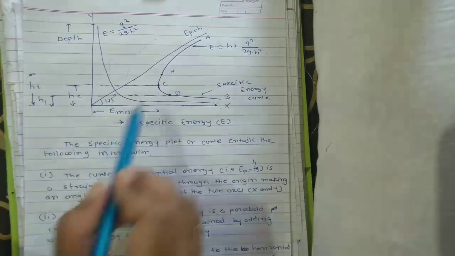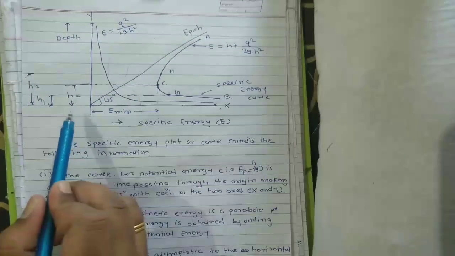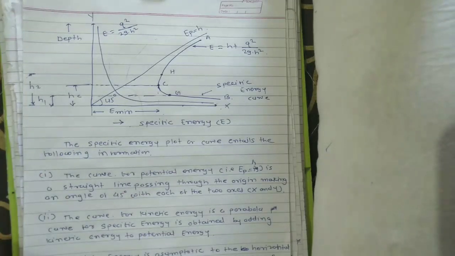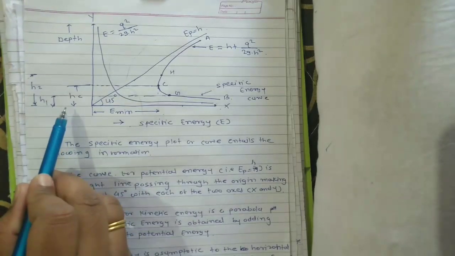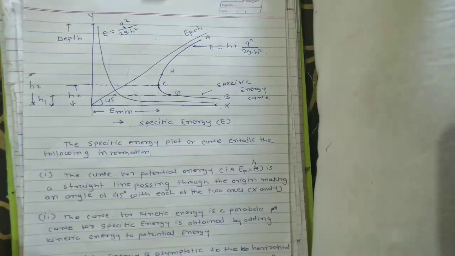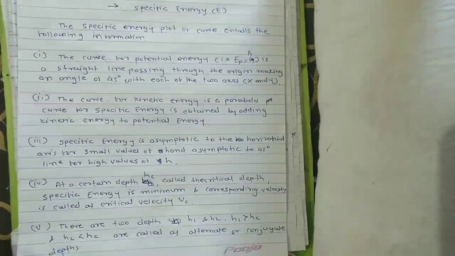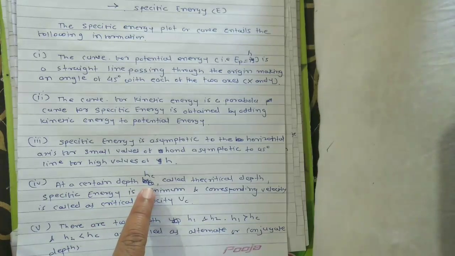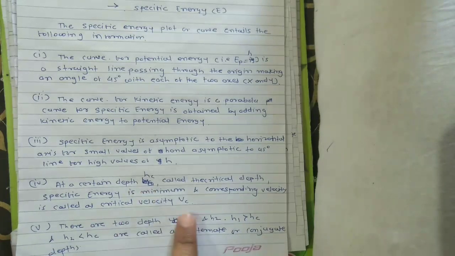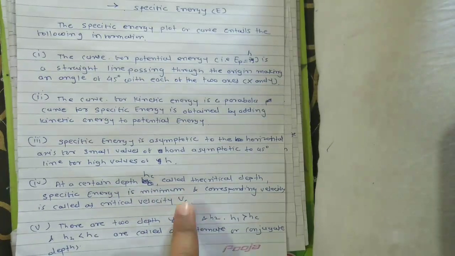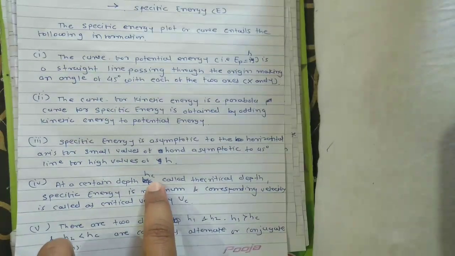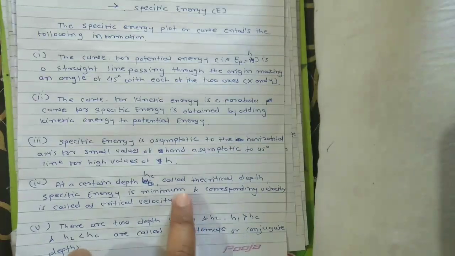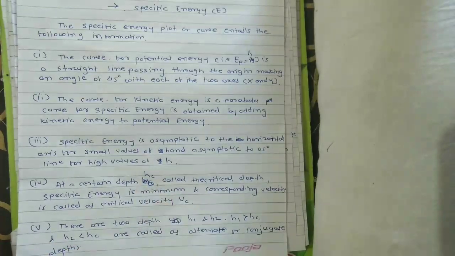The velocity corresponding to this critical depth is called the critical velocity, right? So hc is the critical depth where the specific energy is minimum, and the velocity corresponding to this hc is called the critical velocity. We'll study hc and vc in the next lecture.